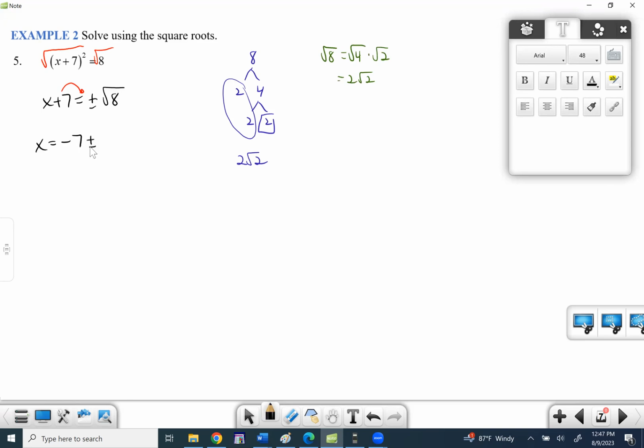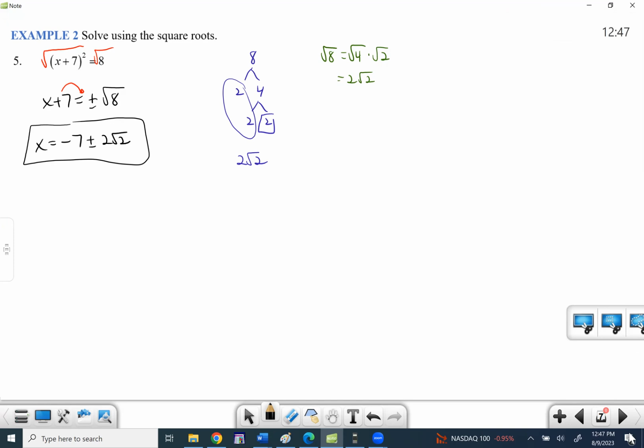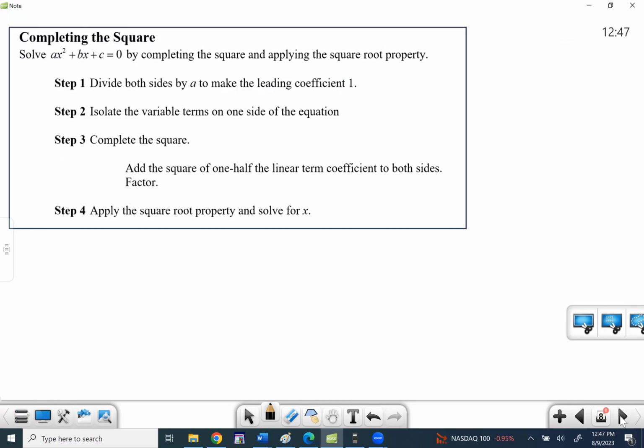So it'll be a negative 7, and it'll be 2 root 2 for the 8 part. Now the question is, is this really 2 solutions? Yes: negative 7 plus 2 root 2, and negative 7 minus 2 root 2. So we really do have 2 solutions here. Look how quick that was. Could you imagine if you were foiling, or actually you'd have to use the quadratic formula on this one, you would still be not even halfway done with the problem. So this was super quick. So that is using square roots.